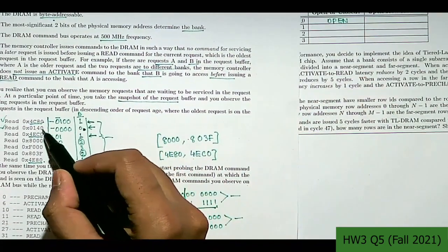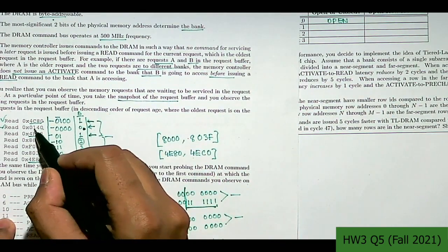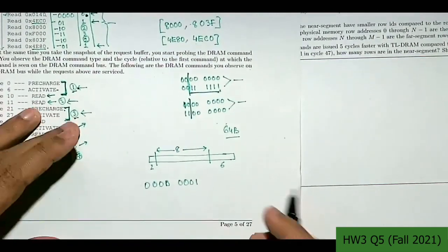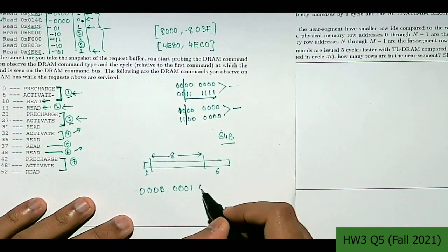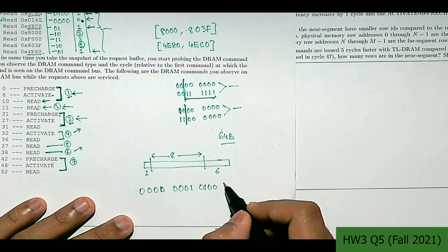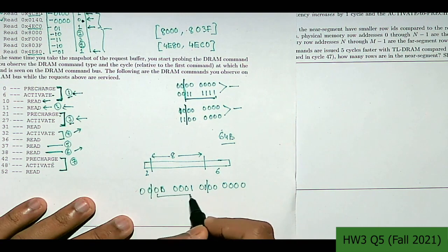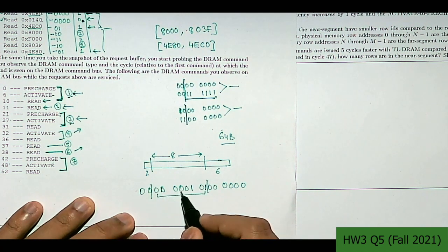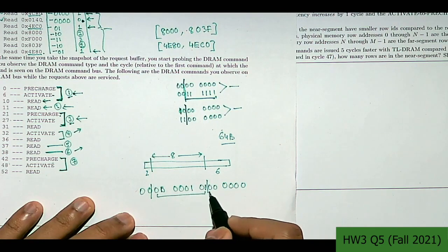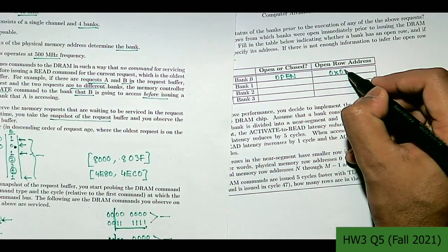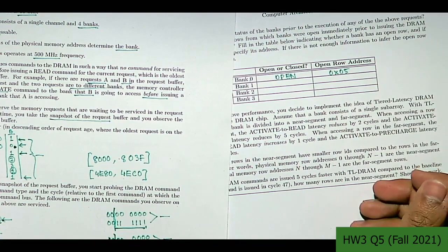So bank 0 means this access is 0x0140. So 4 means 0100 and 0000, right? If we truncate this, this is the 8-bit sequence you are left with. So this is 0 and this is 5. Does that make sense?